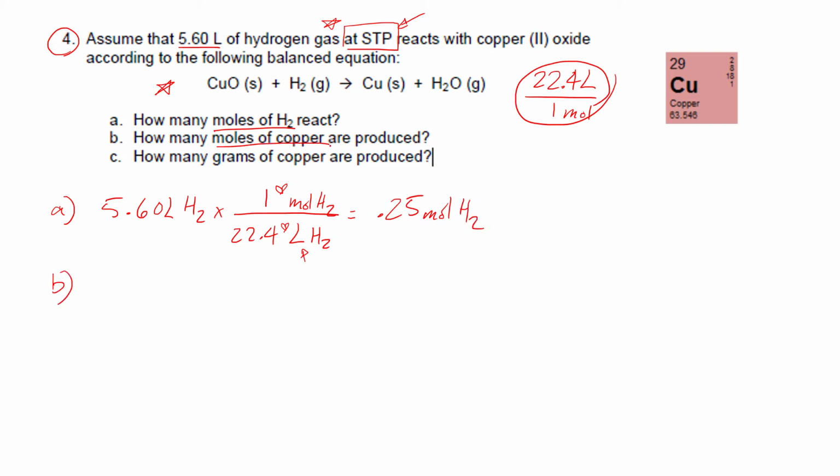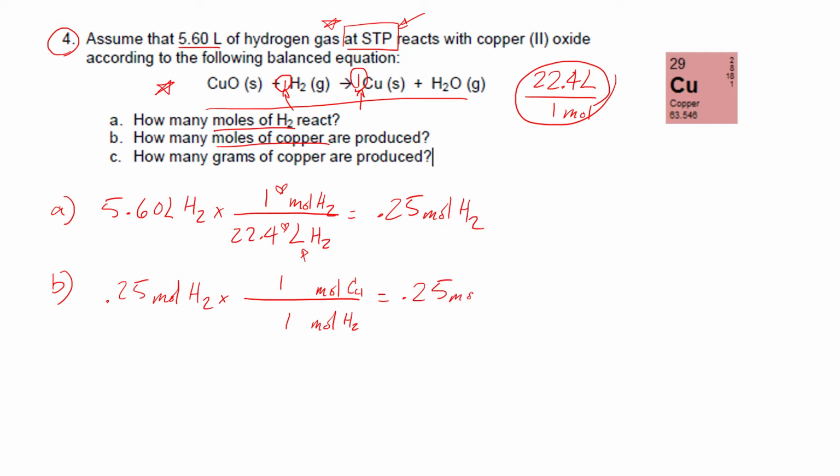How many moles of copper are produced? Well, if we have 0.25 moles of hydrogen, I can use the balanced equation to go from hydrogen to copper by using the coefficients in front. I don't see any numbers here, so I'm just going to assume a 1 there. So we can go from moles of H2 to moles of copper. And it's a 1-to-1 ratio, meaning that number does not change. It's also 0.25 moles of copper.